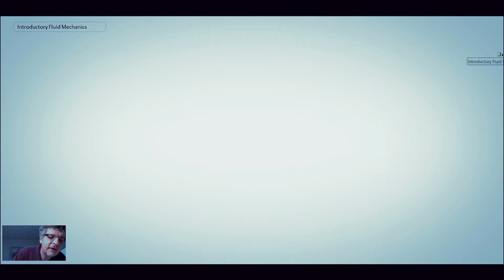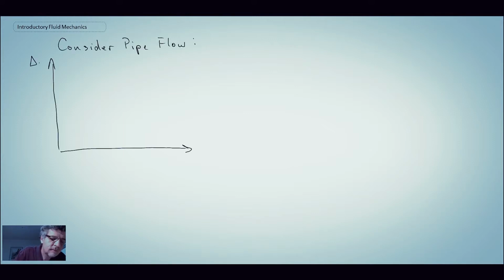Now, when we look at duct flows or pipe flows like we're talking about here, so if you were to plot pressure drop in a standard pipe as a function of the velocity of the fluid going through it, what you would find, and if we were to say this part here is laminar, and this part here is turbulent, as the velocity increases, so this would be transitional.